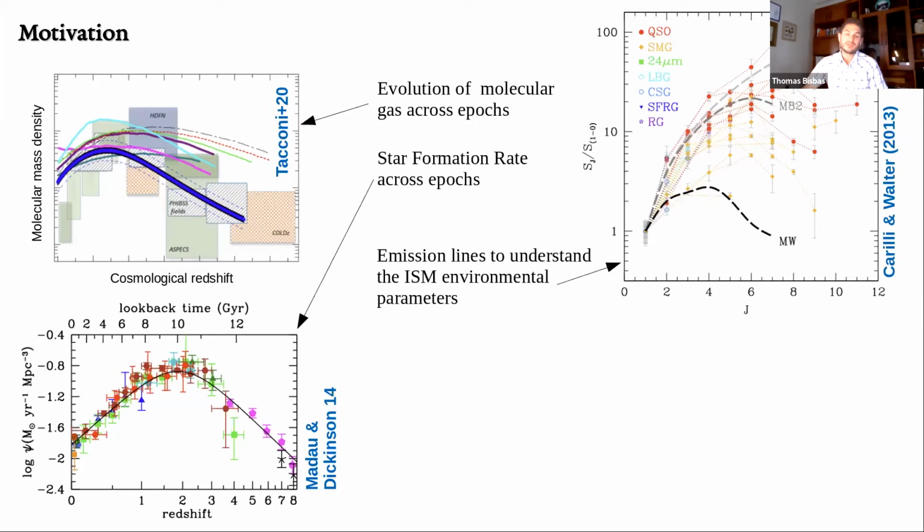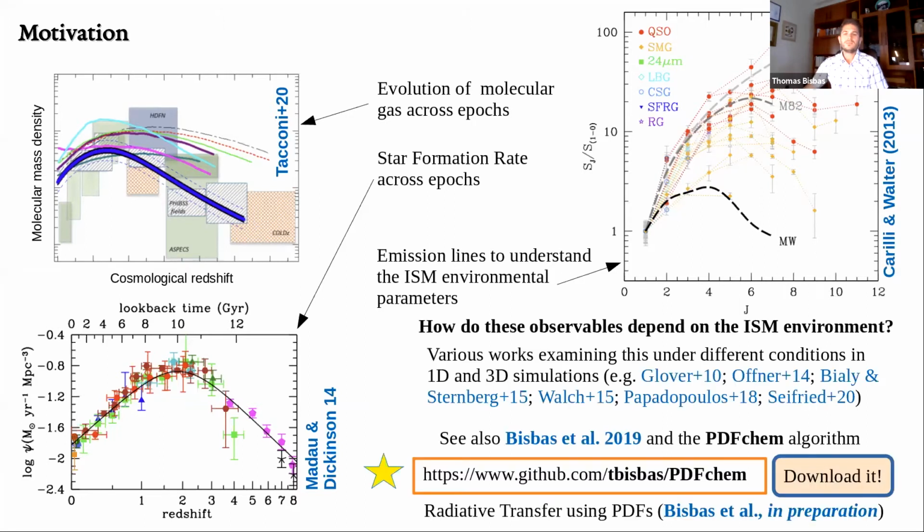Observations, on the other hand, provide us with plenty of different emission lines, which we use to constrain these ISM parameters. The most commonly used of these are the different transitions of CO, which, as you see in this figure, have different distributions for different galaxies. So the key question that we want to answer is how do these observables depend on each ISM environment?